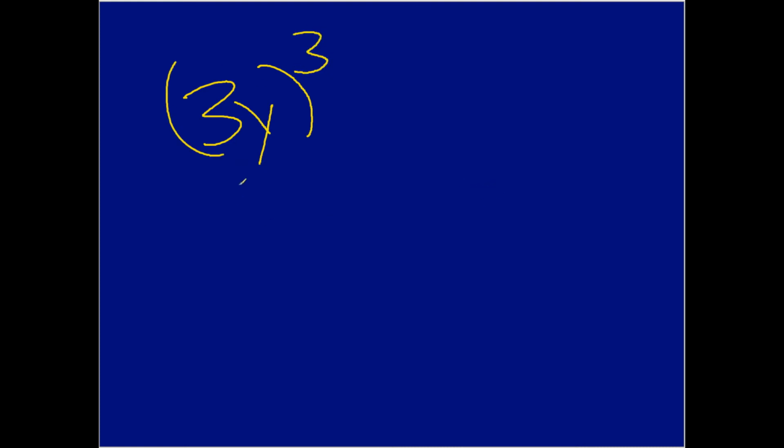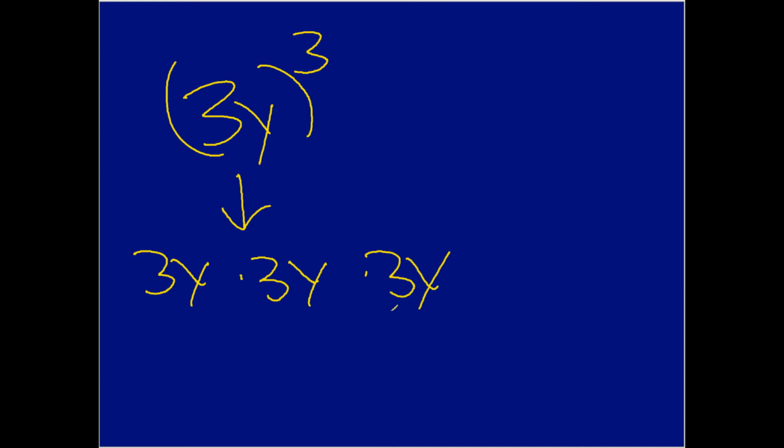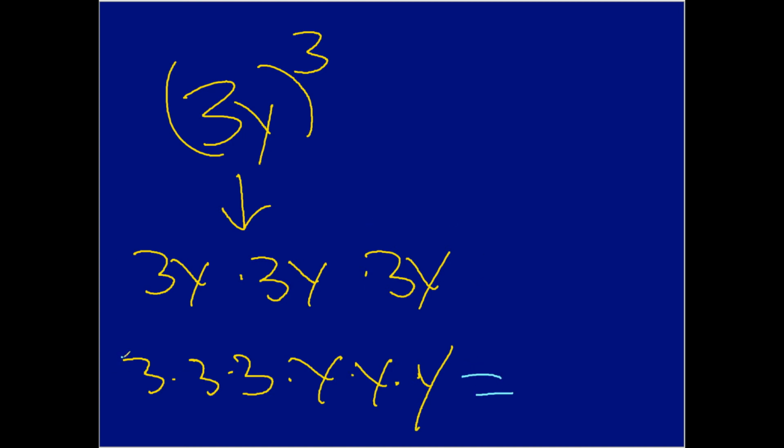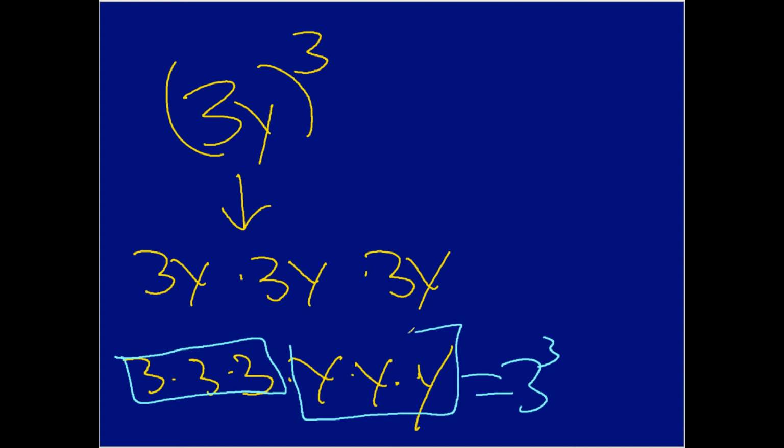Now, to break this down, you just want to make it simple. So what do you have? You have 3 to the y times 3 to the y times 3 to the y. And now you just combine the like terms, and basically you end up with 3 times 3 times 3 times y times y times y, like so. And of course, now you simplify. So what do we have? Well, we have 3 times 3 times 3. We can simplify that to 3 to the 3rd power. And we have y times y times y. And we can simplify that to y to the 3rd power.